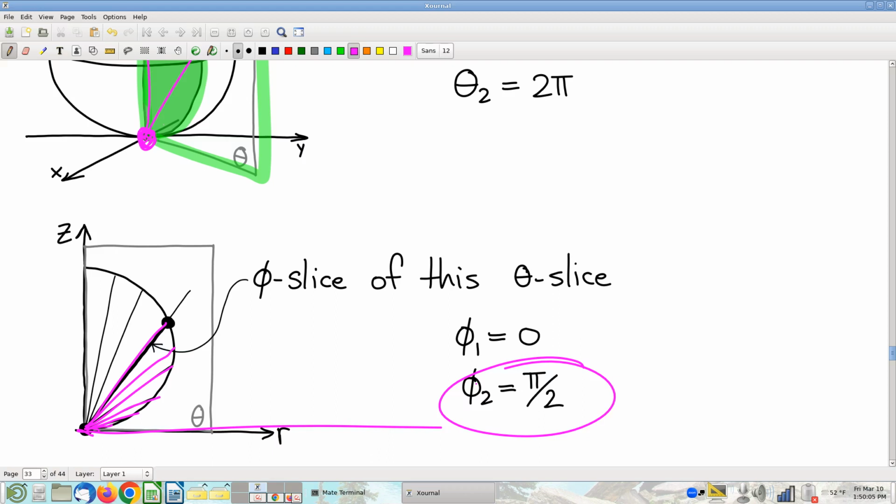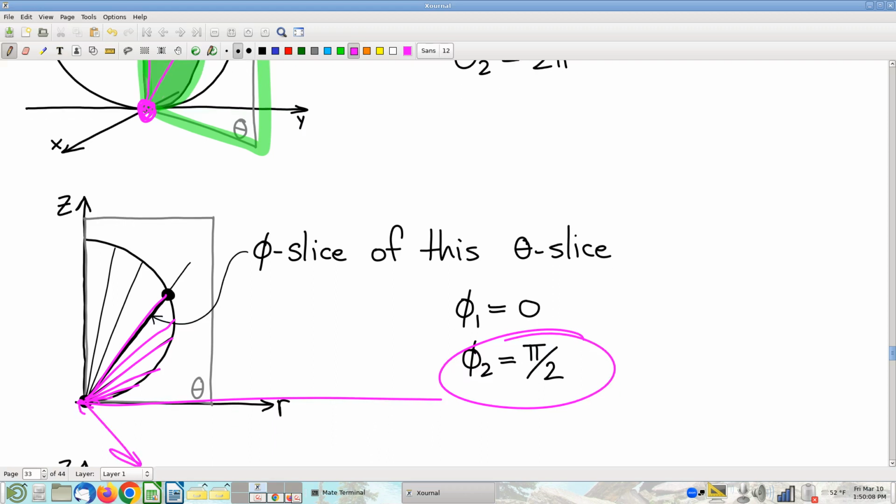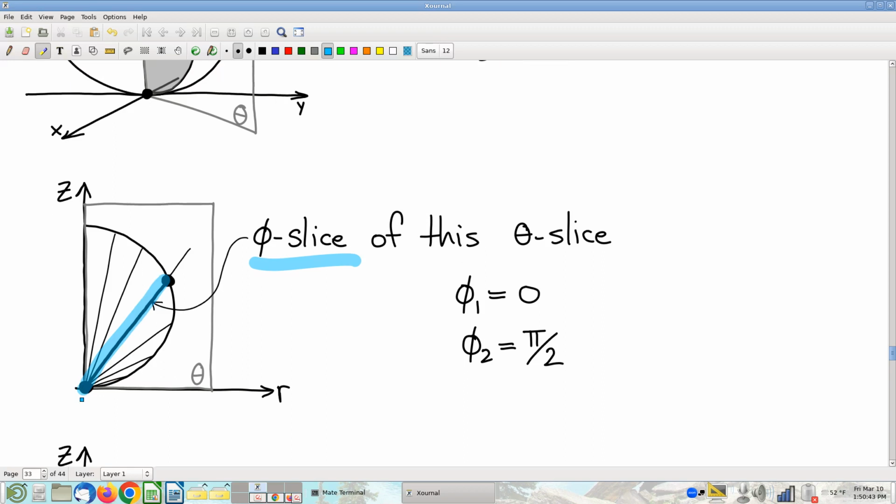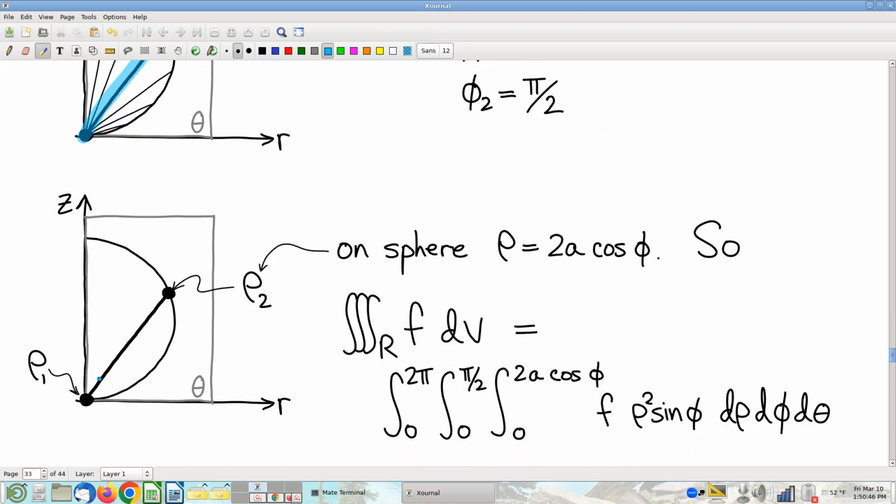And any slices beyond that, any slices where I'm pointing in any sense downward, swing and a miss. There's nothing down there. Our ball is entirely up above the xy plane. So, last slice is pi over 2. All right, and now we've got to think about values of rho. Keep in mind we will be looking at our phi slices. Here's a generic phi slice. That is, it's a phi slice of the theta slice. Okay. And where do we start? Where do we end on this? Well, again, here we go. Here it is.